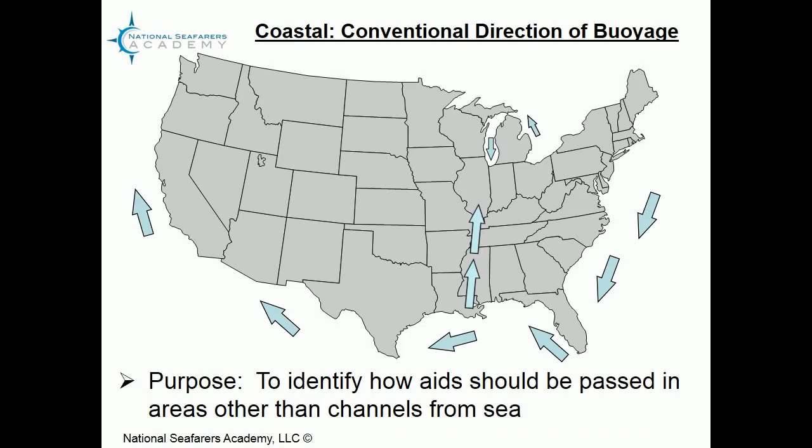In the absence of a route leading from seaward, such as in coastal navigation, the conventional direction of voyage generally follows a clockwise direction around land masses. If you travel in the direction of the blue arrows you are considered returning from sea.